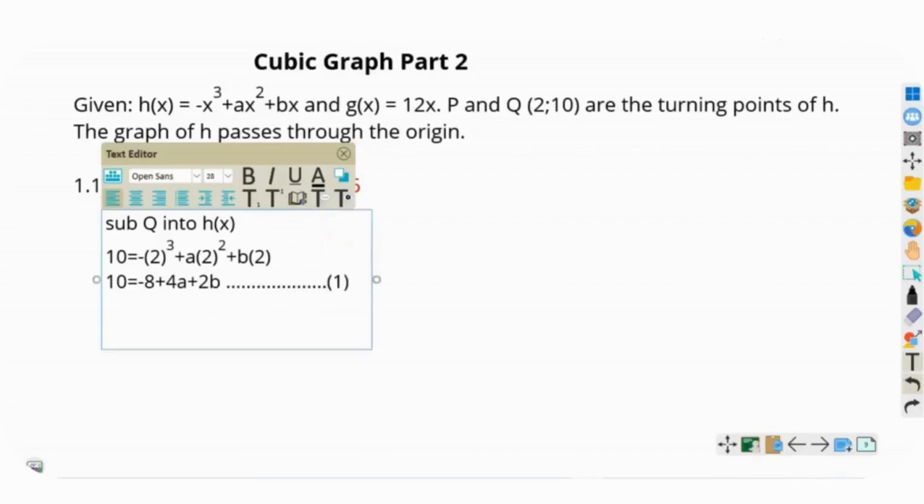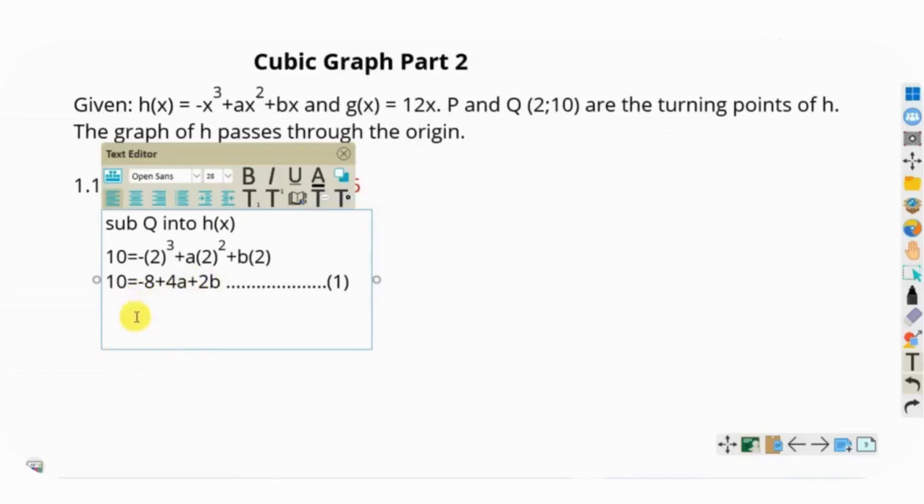Okay, so I have equation 1, but I have two unknowns. Once I see that I have two unknowns, it means I need another equation so that I can have two equations and two unknowns, and then I can solve them. When you have two unknowns, you need two equations to be able to solve the unknowns. Okay, what else do I know about the graph?